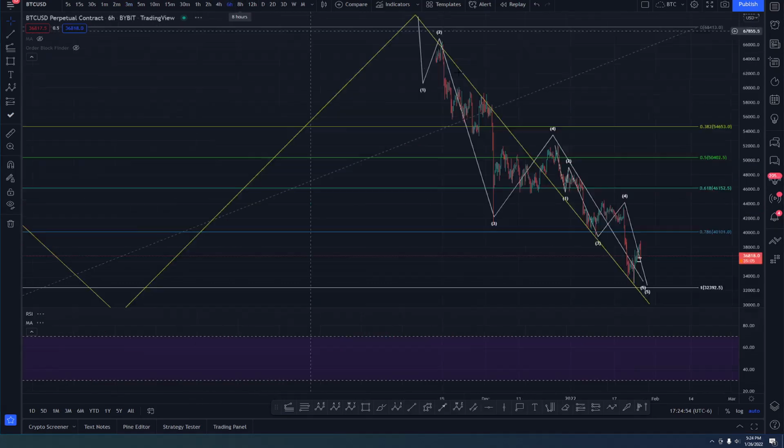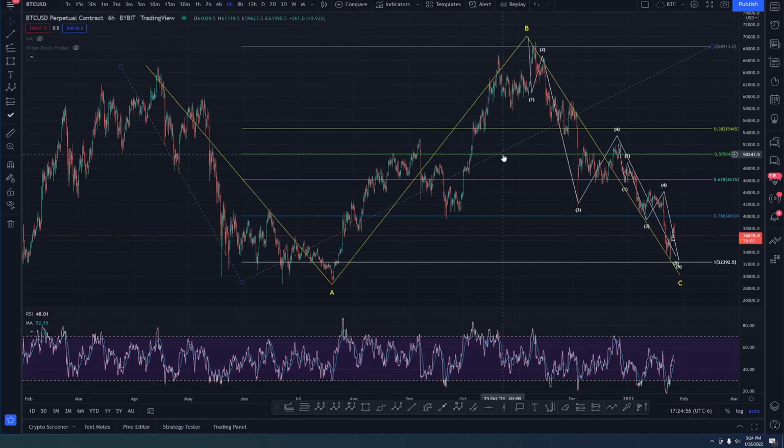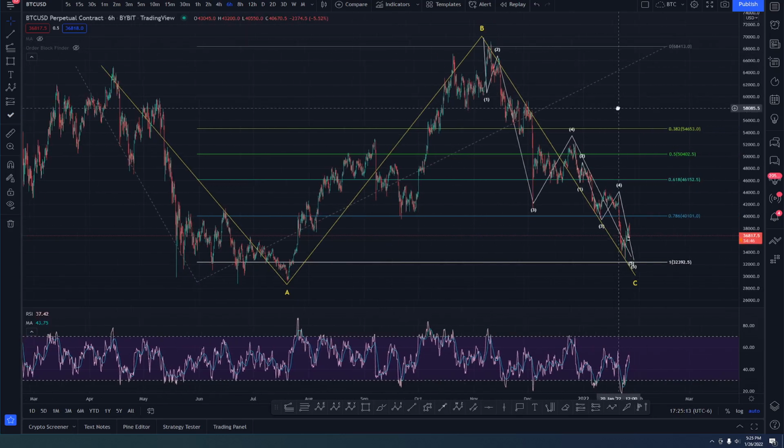All right, let's jump out to the macro. We'll just look at the overall shape. This is my number one count. Kind of going back to this count here as an overall flat. We have three waves to the downside. We've got another three waves to the upside. There's some problems here. This can be interpreted other ways, and so we understand that. But right now, interpreting it as a 3-3-5 seems to be the simplest and best way to interpret this.